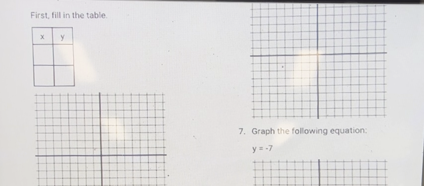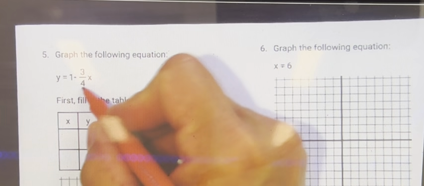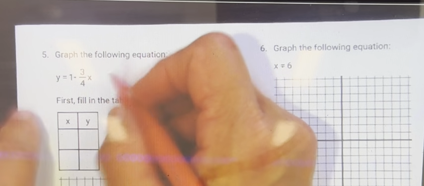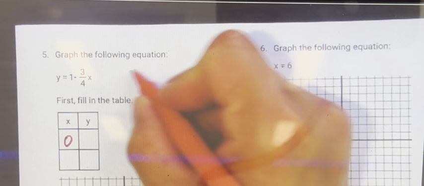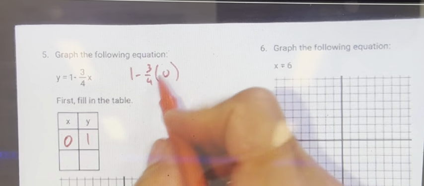Okay, number 5. What's the difference between this one and the others? Is it in the form of y equals mx plus b? No. But that's okay. The m is still the number in front of x, and the b is the other number that's either added or subtracted. And if I make x 0, I end up with what? 1. Positive 1. Because the negative is with 3/4.